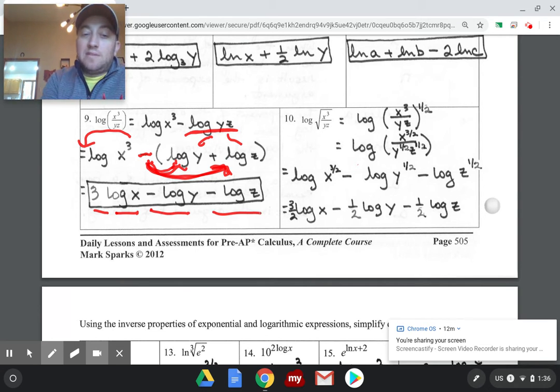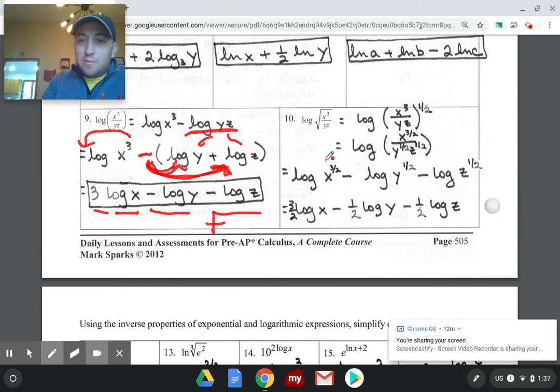A big problem I see with kids with this type of problem is a lot of times they'll end up with a plus log of z, which would be incorrect. If it's plus log of z, that z is really going to end up in the numerator in the argument. You would not want that.